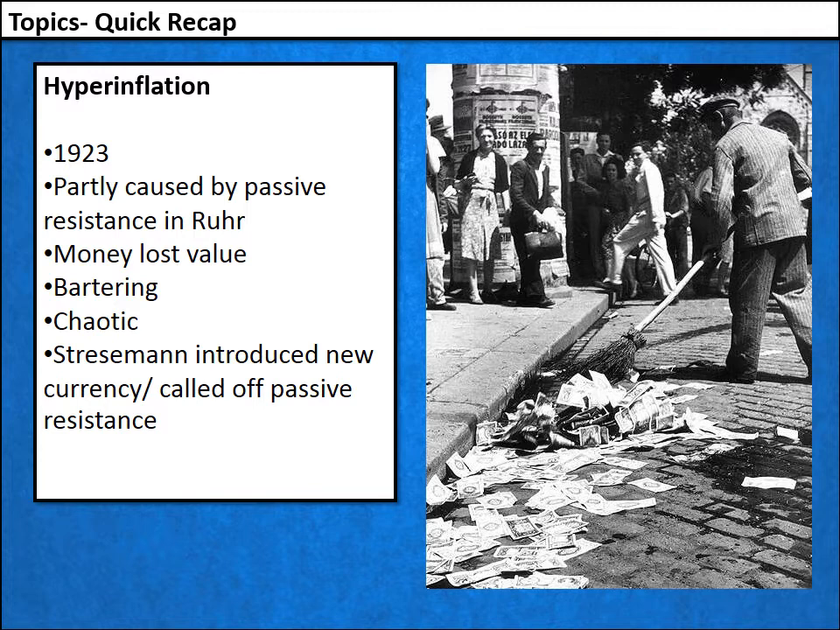In order to bring hyperinflation to a close, Gustav Stresemann introduced a new currency, writing off the old currency, and called off passive resistance. Now this in its turn led to further problems as one of the causes of the Munich Putsch. For our purposes in this question though, we're just going to focus on the economic chaos of 1923.